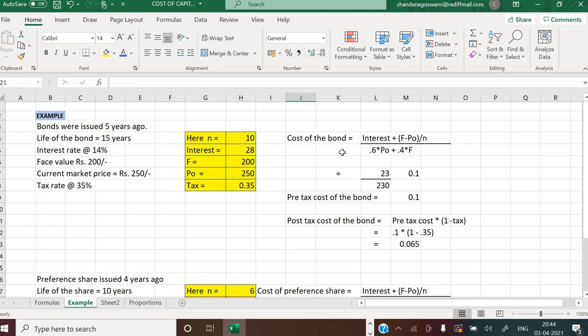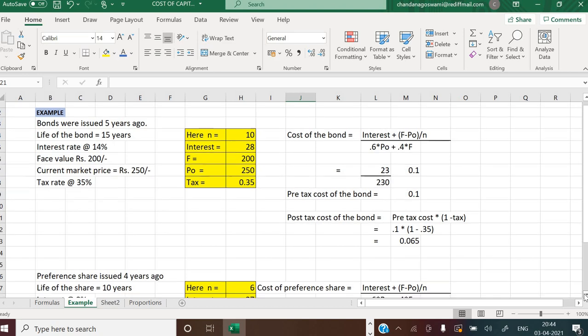So if I put it in the formula, as you can see, first I will get the answer to pre-tax cost of the bond and it works out to 10%, 0.1. Right? But I want the post-tax cost. So the pre-tax has to be multiplied by 1 minus tax rate. And then I find that post-tax cost of the bond is 6.5%.